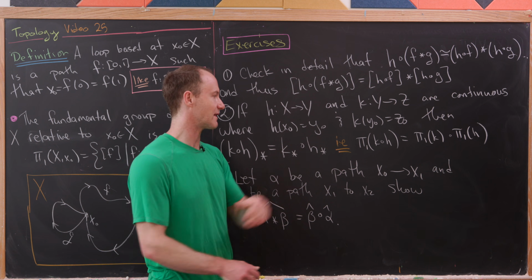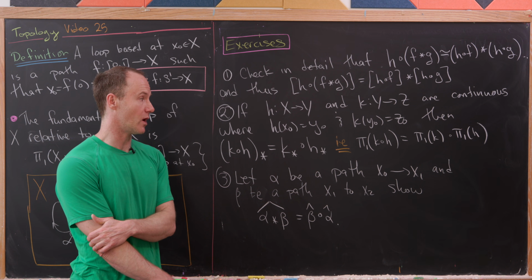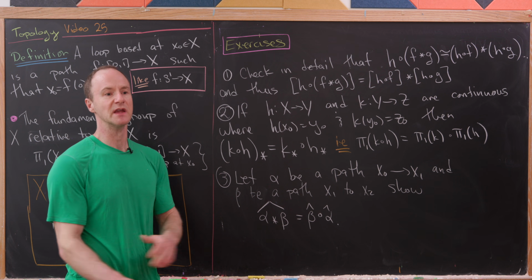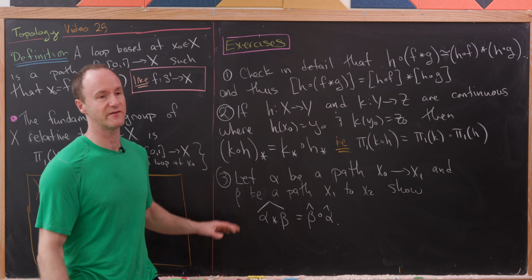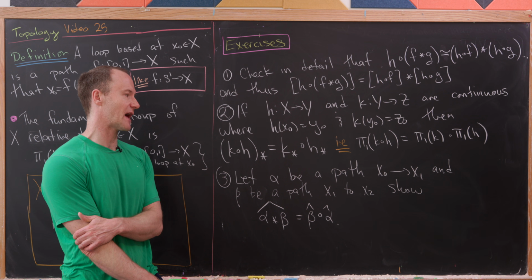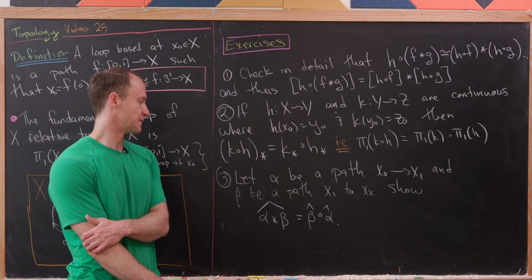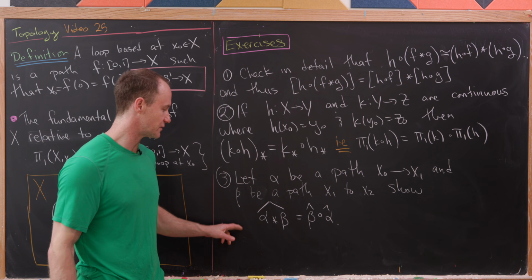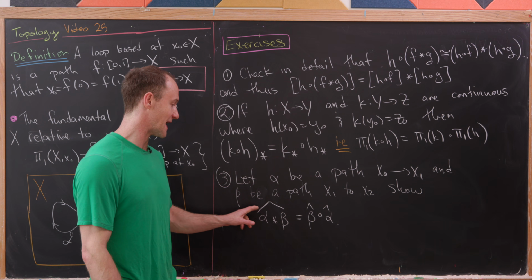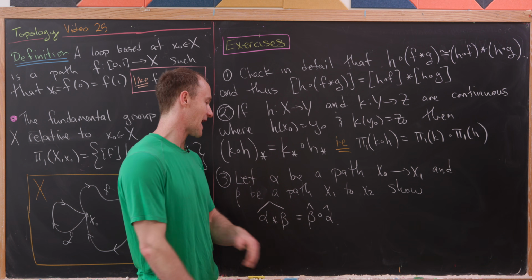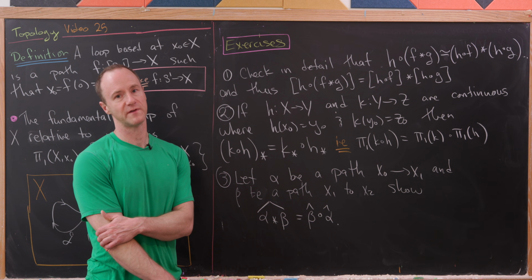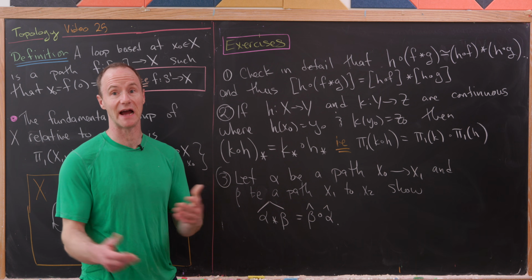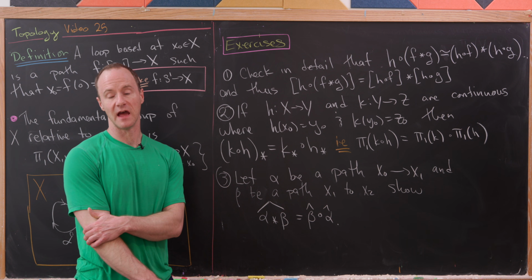But let's observe we could write it like this. We could write it as pi 1 of K composed with H is pi 1 of K composed with pi 1 of H, lending more credence to this categorical idea that we talked about before. Okay, finally, let's say that alpha is a path from X0 to X1 and beta is a path from X1 to X2. Let's show that alpha star beta hat is beta hat composed with alpha hat, where recall that hat was the induced isomorphism from a path. And that's a good place to stop.